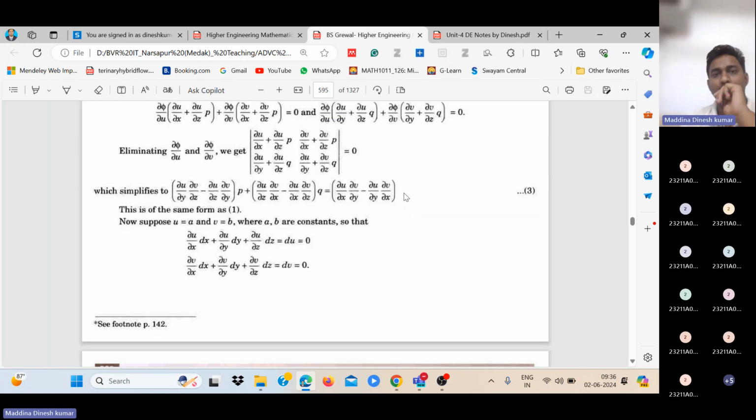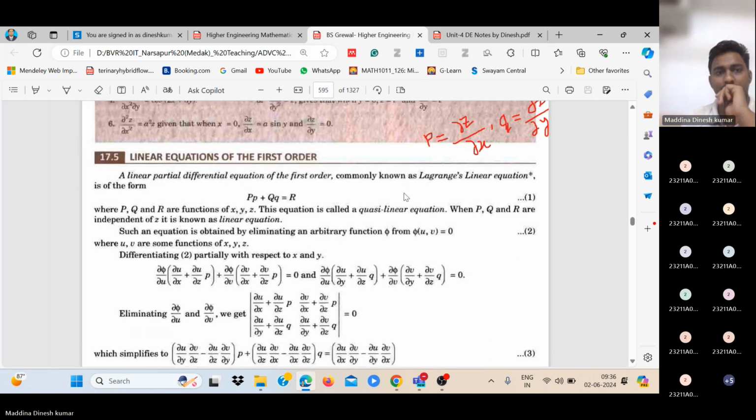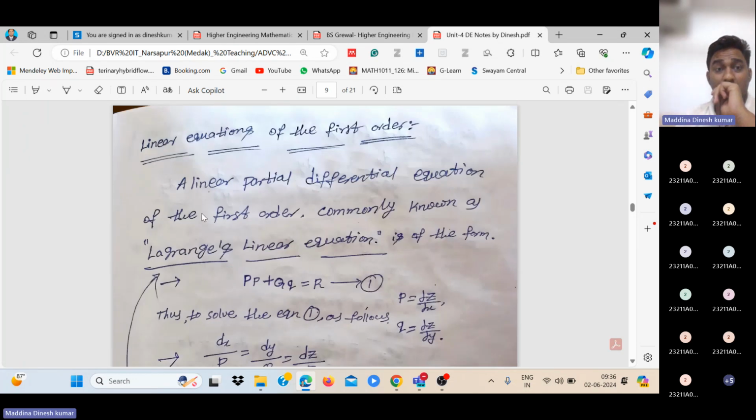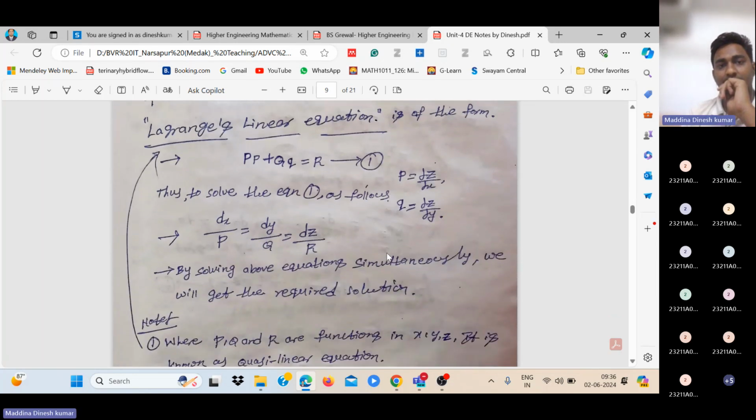In today's class, we discuss solving linear first order partial differential equations. This is commonly known as the Lagrange linear equation also. It will be in this form: capital P into small p plus capital Q into small q equal to capital R. Here small p means dou z by dou x, and small q means dou z by dou y.